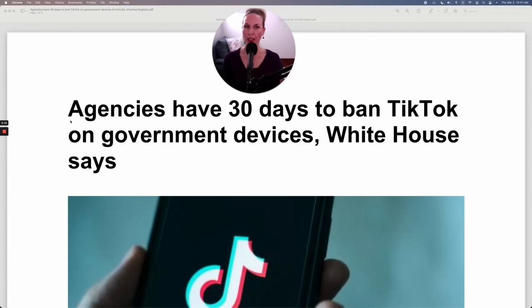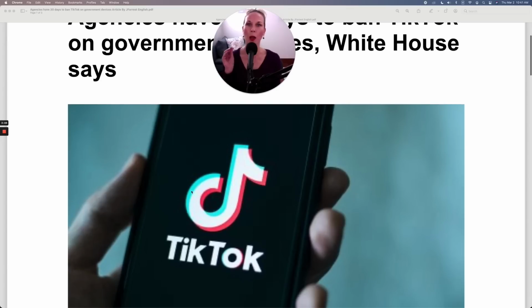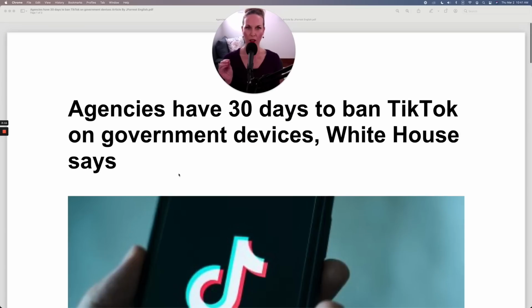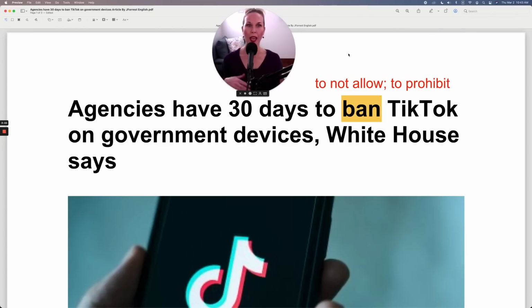Let me read the headline. Agencies have 30 days to ban TikTok on government devices, White House says. So this article is about banning TikTok. You need to know what ban means to understand the context of this article. Ban is a verb and it means to not allow or to prohibit. Now, of course, this article is about the government banning TikTok.